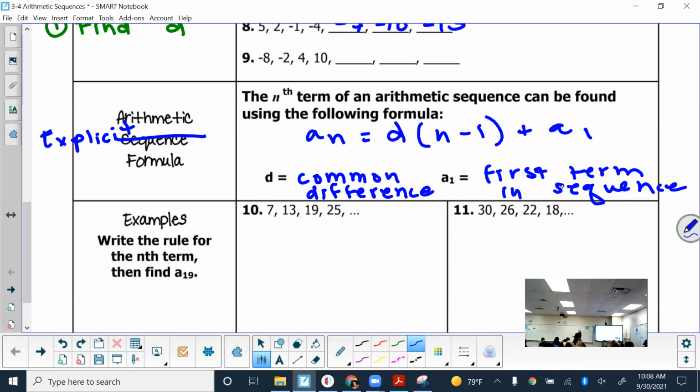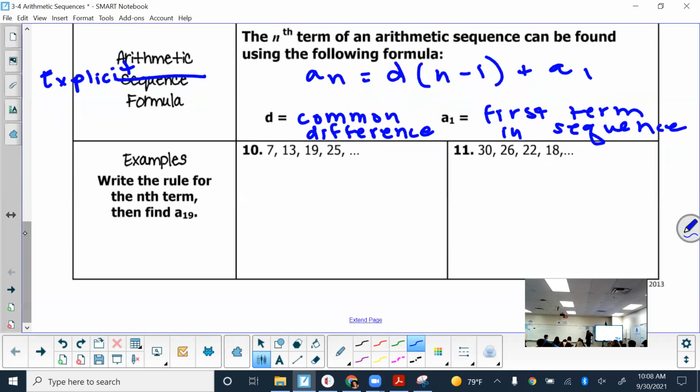All right, if you can't remember what A sub 1 is, then you might not be able to get that problem right on a test. So that's something you need to remember: A sub 1 represents the first term in the sequence. Questions about the formula so far?